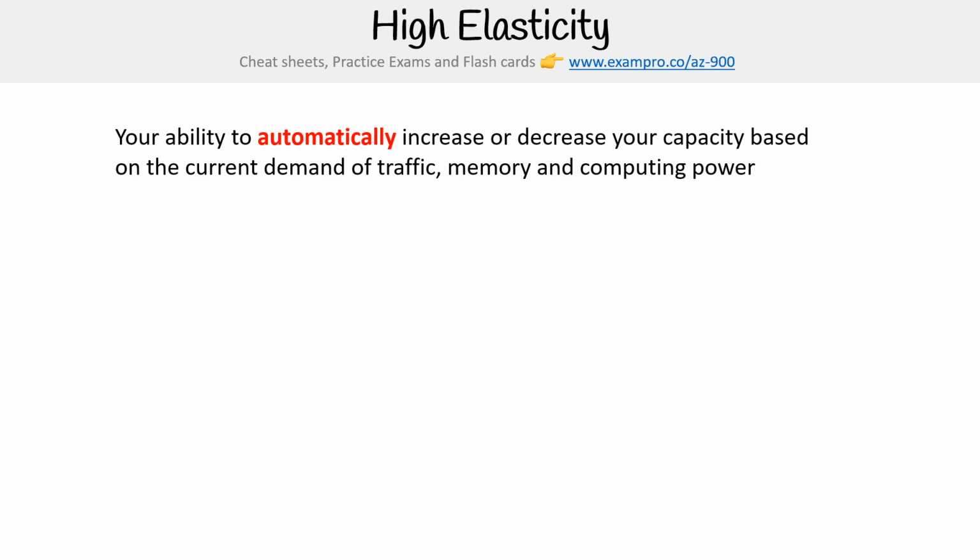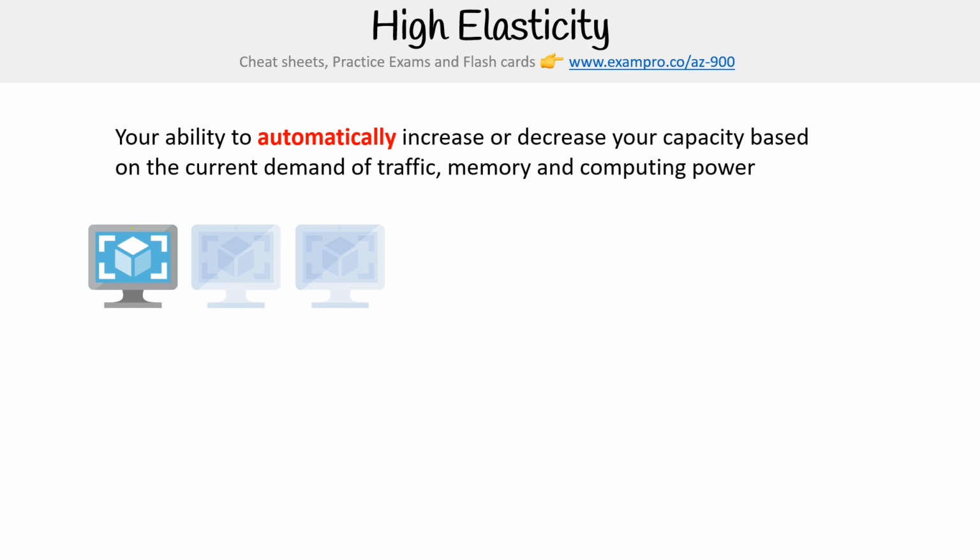Hey, this is Andrew Brown from Exam Pro, and we're looking at the concept of high elasticity. This is your ability to automatically increase or decrease your capacity based on the current demand of traffic, memory, and computing power. So this sounds a lot like high scalability, but the key difference is that it's automatic and you can decrease the demand, not just increase it.